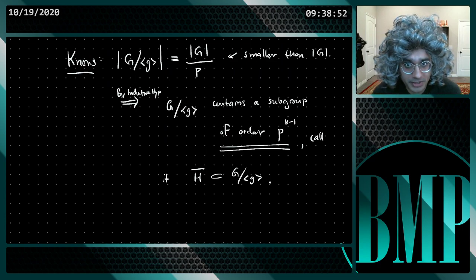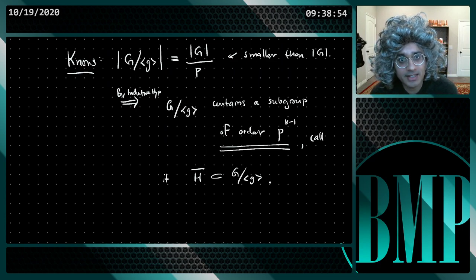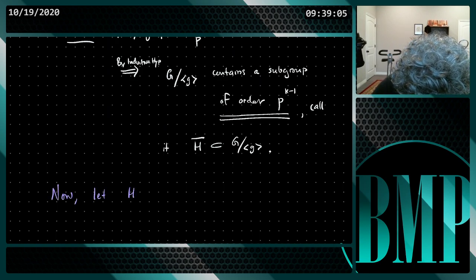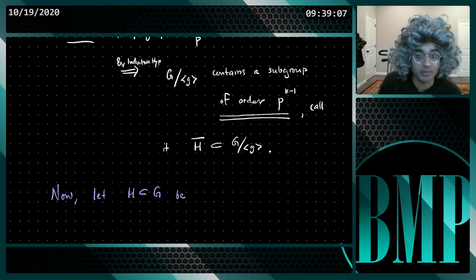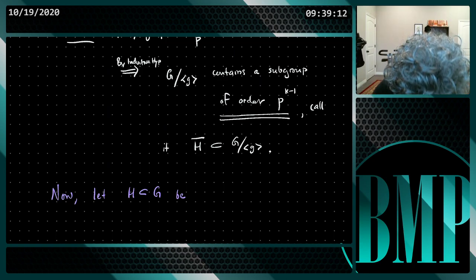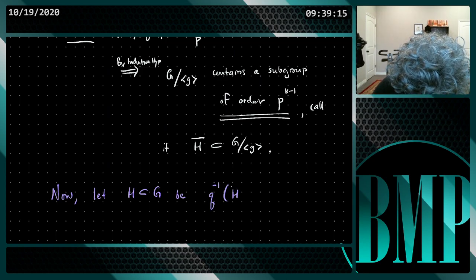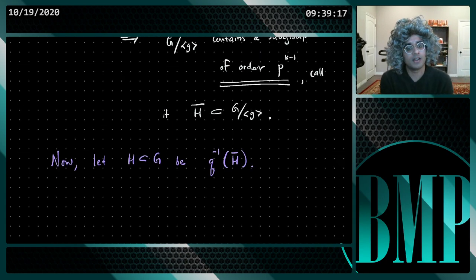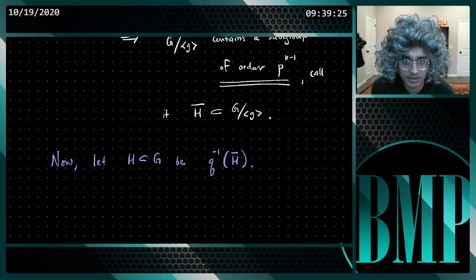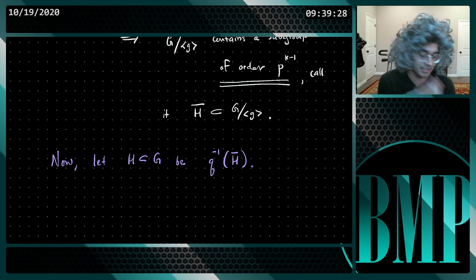So now what will we do? Now we do something really, really traditional when you're in the quotient situation. Let H be the preimage under the quotient map of this H bar. All right, so simply take the preimage of this group H bar. That's another group, a subgroup H in G.